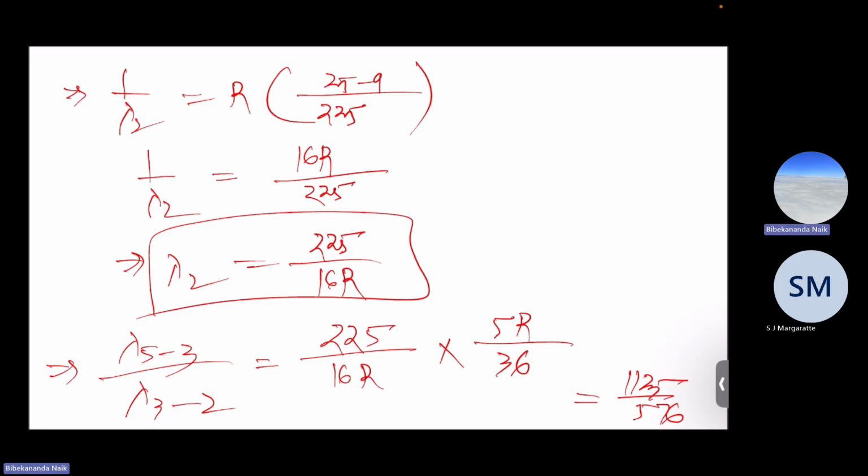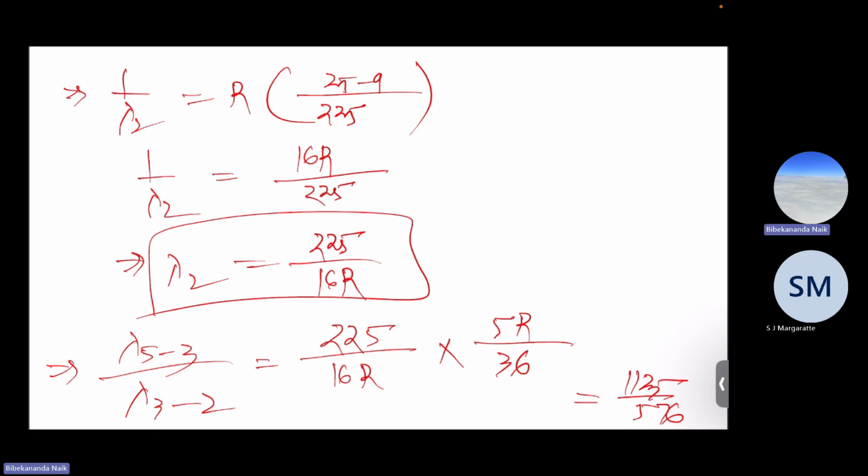Now to question number 12, which is the last question of today's interaction session. It says the first member of the Paschen series in hydrogen spectrum is of wavelength 18,800 angstrom. The shortest wavelength of the Paschen series is. So what will be the shortest wavelength? Options are option A 1215 angstrom, option B 6560 angstrom, option C 8225 angstrom, or option D 12850 angstrom.